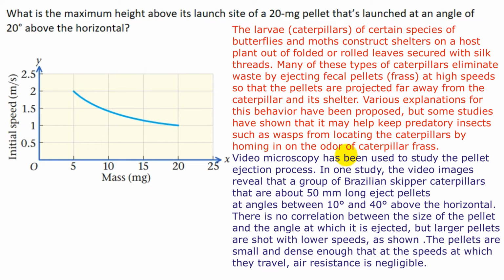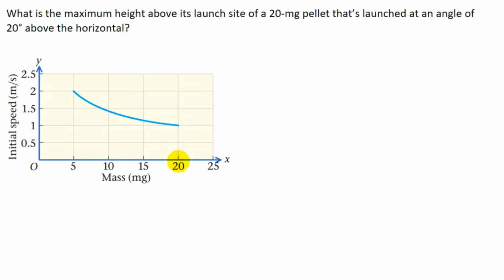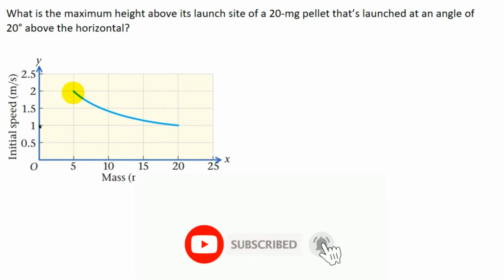It says that caterpillars eliminate their waste by ejecting pellets at high speed. Further, larger pellets are shot with lower speed, which can also be seen in this graph. Like if the mass of the pellet is 20 milligram, the speed with which it is launched is 1 meter per second. And if the mass becomes 5 milligram, then the speed increases to 2 meter per second.